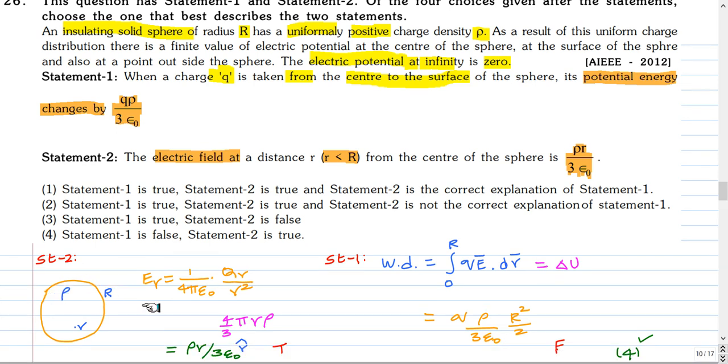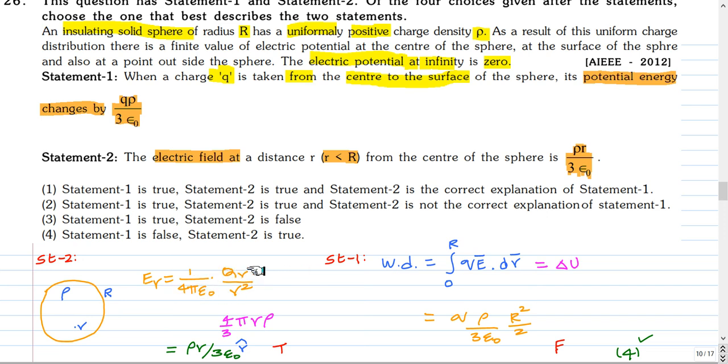So statement 2 talks about electric field inside. That can be found by using Gauss's law, or we can use the standard result that inside of a spherical shell the electric field is 0 and outside of a spherical shell the electric field is as if there were a point charge located at the center. So at a distance r, the charge which is present between r and capital R will not contribute, and only the charge which is inside will contribute, and the full charge can be considered as a point charge at the center. So electric field at a distance small r is 1 by 4 pi epsilon naught.